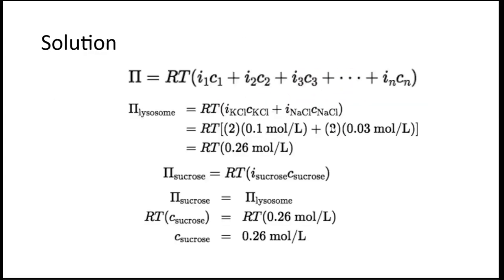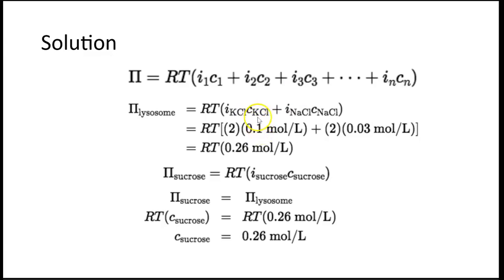So this is how we do this calculation. We first start off with the osmotic pressure equation and start plugging in. First, find the osmotic pressure of lysosome by itself. Its major component is the two salts, potassium chloride and sodium chloride. Those are your solutes. C stands for concentration.